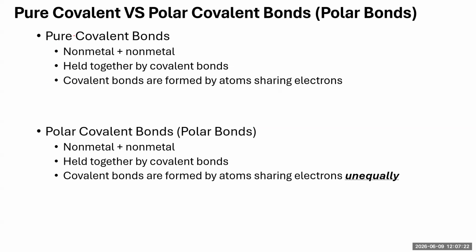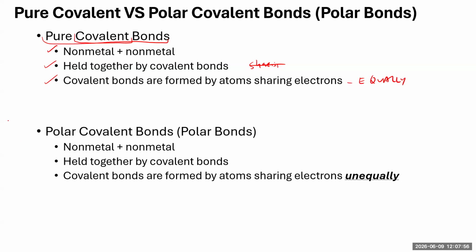We know covalent bonds, and these are just called pure covalent bonds or covalent bonds. This is between two nonmetals. They are held together by covalent bonds, the sharing of electrons. Covalent bonds are formed by atoms sharing electrons, and let's emphasize this, equally. They share them equally. Me and my brother share a soda, we have half and half.